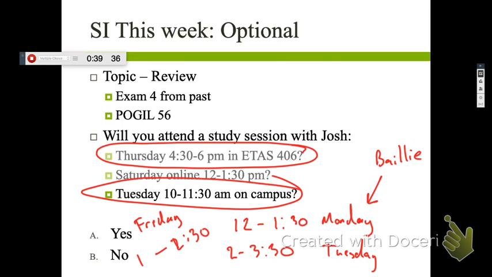All right, so let's clarify. Josh is doing the 2 times that are circled. We'll send out an announcement with the location of these. I am doing exam review sessions Friday, Monday midday, and Tuesday in the afternoon. If you cannot make any of those, come up on the board after class, write your name down, and I will survey those people and find a time that works.